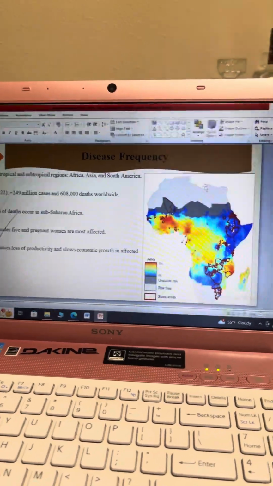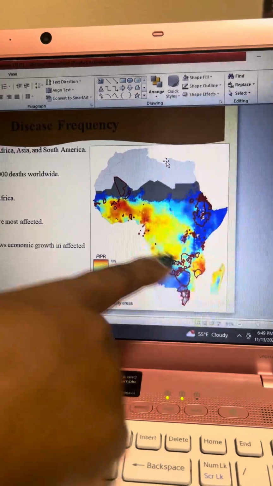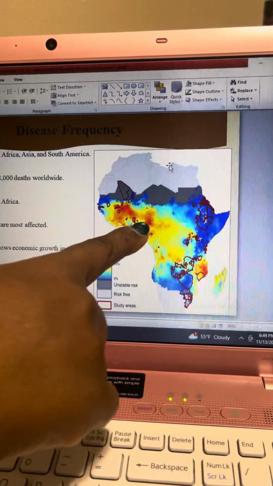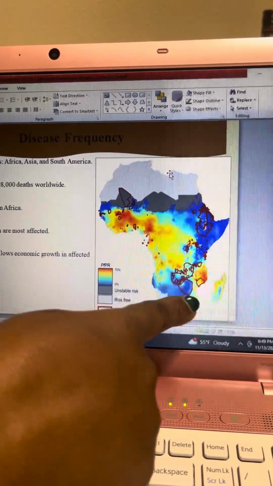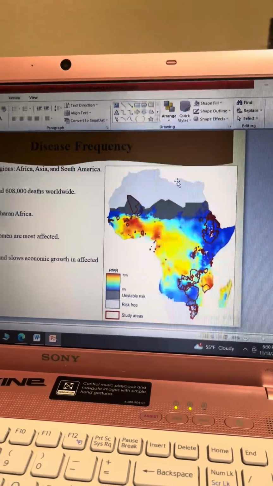On my right, I have a picture showing the areas most affected by malaria, and the orange colored regions have 70% of the disease.